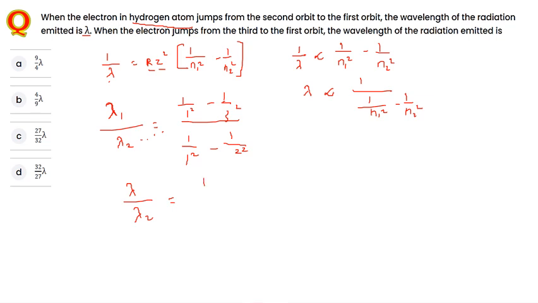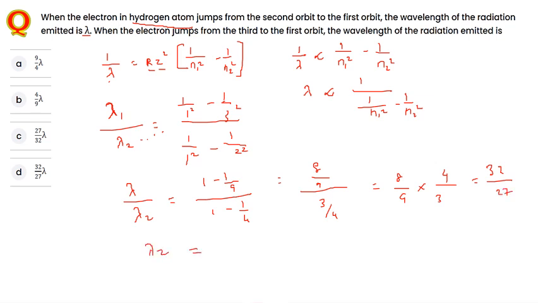So what you are having here is 1 minus 1 by 9, and this one here is 1 minus 1 by 4. Now from this one, 8 divided by 9, whole divided by 3 divided by 4. From this one, 8 by 9 into 4 by 3. So from this one, what you are going to have here is 32 divided by 27. So that is lambda. So from here, lambda 2 is equal to 27 divided by 32 lambda. So the answer in this case is this one.